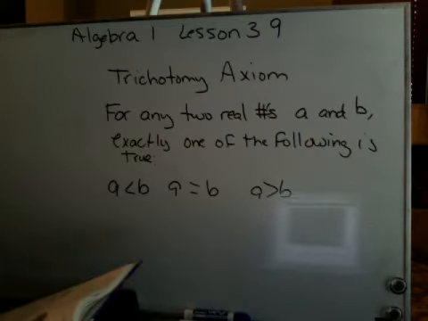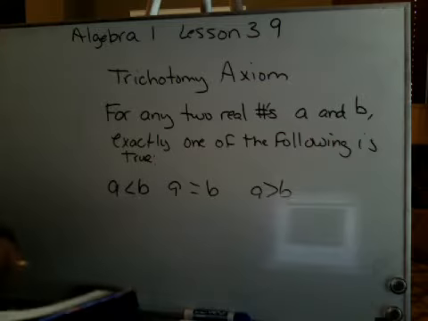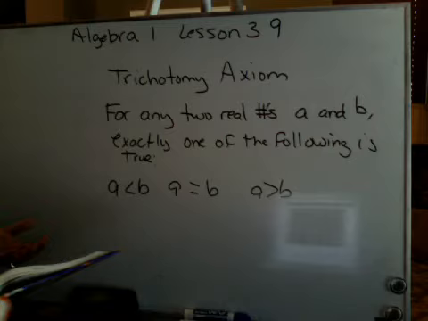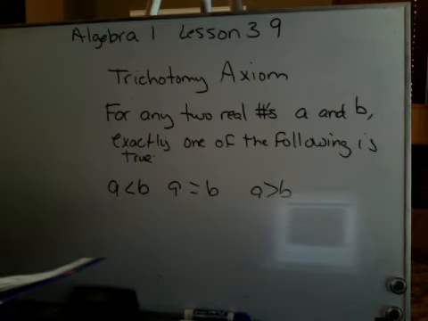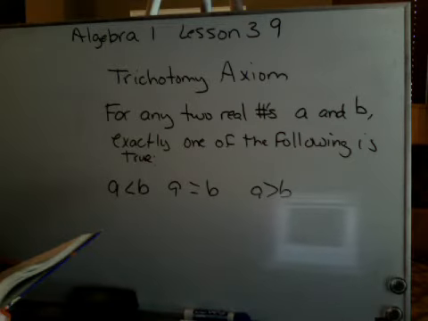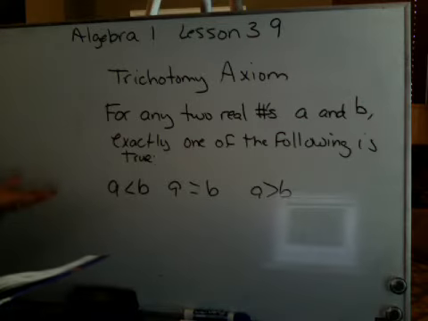It says Johnny wrote a number on a piece of paper. Then he turned the paper over and wrote a number on the other side. So there's exactly three possibilities. Either the second number is less than the first, the second number is the same as the first, or the second number is greater than the first. Well, this seems pretty obvious.